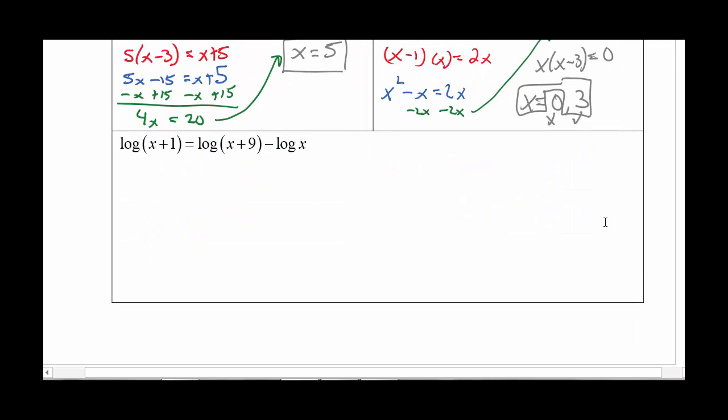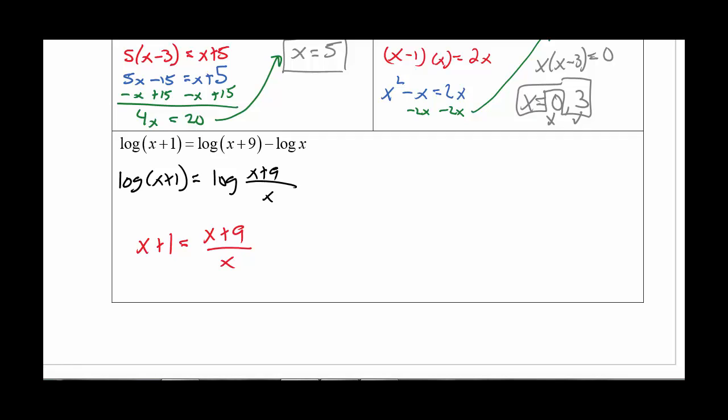And in our last example, I can see that I can rewrite the right side. I can change that into a divide. So x plus 9 over x. And now that I got the outsides to match, I'm going to set the insides equal to each other. So that's x plus 1 equals x plus 9 over x. And I want to multiply both sides by x. So on the left, I get x squared plus x equals x plus 9.